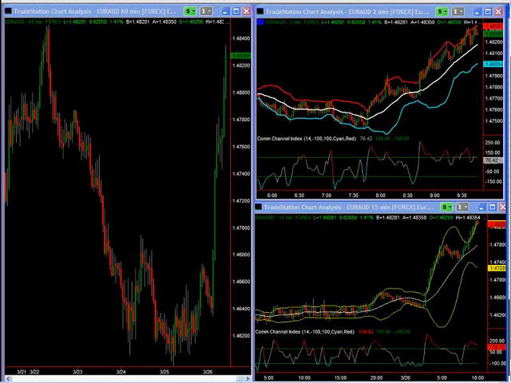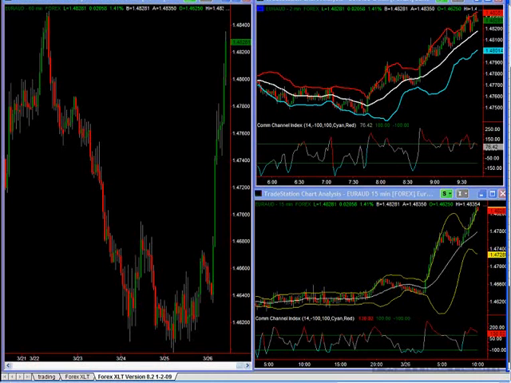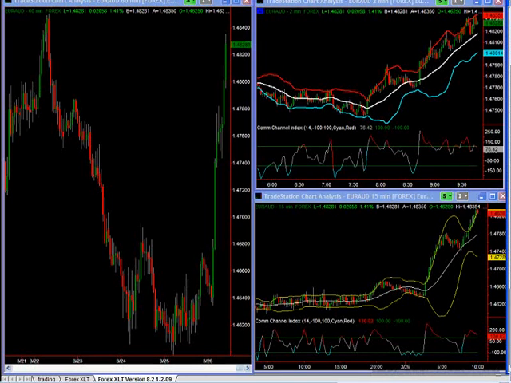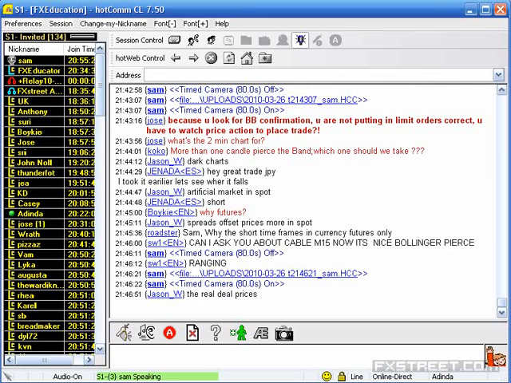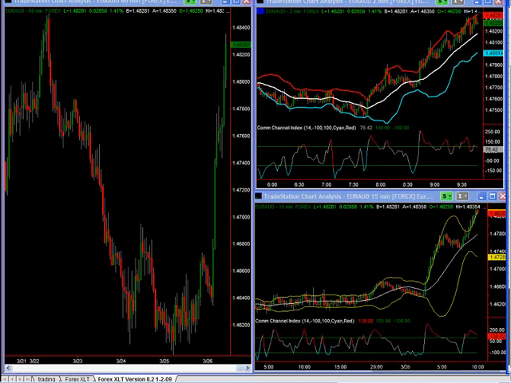Let me just read back. Roadster, why the short time frames and currency futures only? Just because, again, that spot market is more of an artificial market usually created by the broker, where with currency futures you're not trading against the broker there. Your orders are being matched against other traders. It's more of a free market. You're going through the Globex system. Okay.